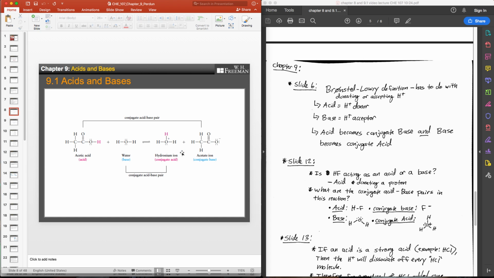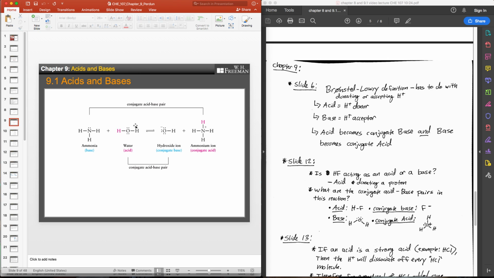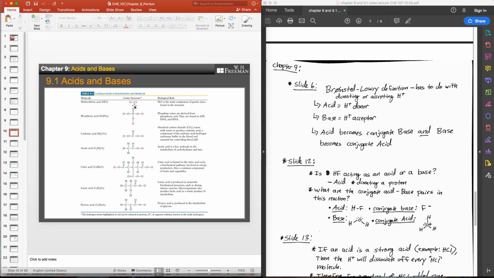If you have problems with it, definitely let me know. Another one here, going back to the one at the beginning: here is a list of common acids in biochemistry and medicine. I'm not too concerned with you memorizing the name, the structure, exactly where it's formed, or its biological role. But if I give you phosphoric acid and its Lewis dot structure, you should know that there are 3 protons that can be removed from it. You should know that it is an acid. If I give you a phosphate ion where the hydrogens are gone, you should know that that is a conjugate base of phosphoric acid.